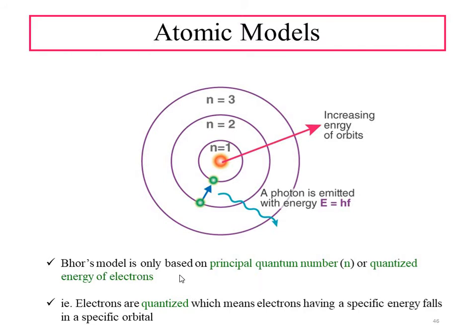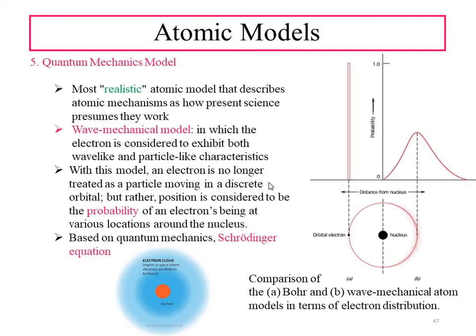So this was Bohr's model, which was based on the principal quantum number. We will see what the quantum numbers are in the next model. So please keep in mind that Bohr's model is only based on the principal quantum numbers, for the quantized energy of the electron. That means if it accepts energy, it will move to the higher energy level. If the electron loses energy, it will fall back to the original level. So the electrons are quantized, which means that electrons having a specific energy fall in a specific orbital. So that is what the atomic model tells us.